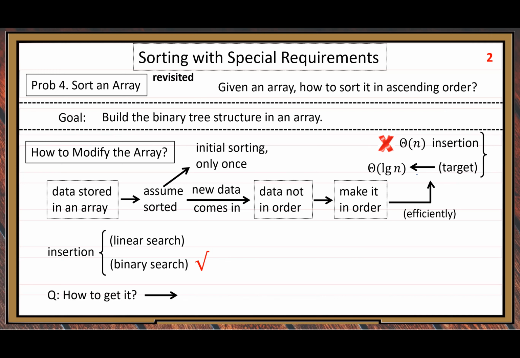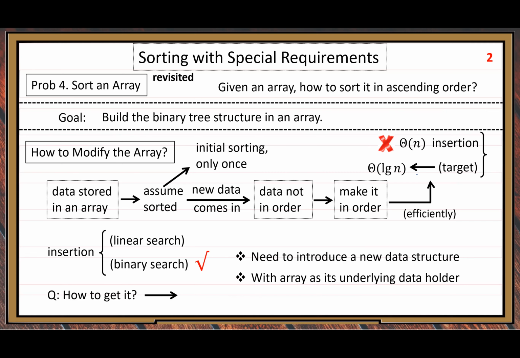So if you have a binary tree, then you have a chance to get a binary search type insertion. So we need to figure out the details of that binary tree structure stored inside an array. That's the main consideration here. Need to introduce a new data structure, with array as its underlying data holder, but this array, we need to add some special structure in it. So what is that special structure in this array?